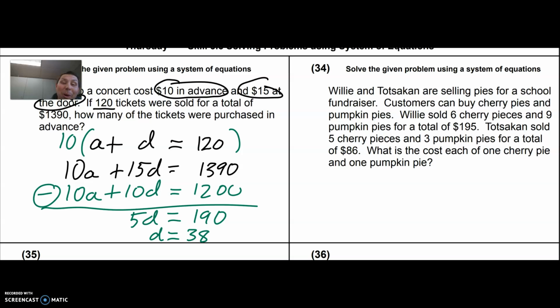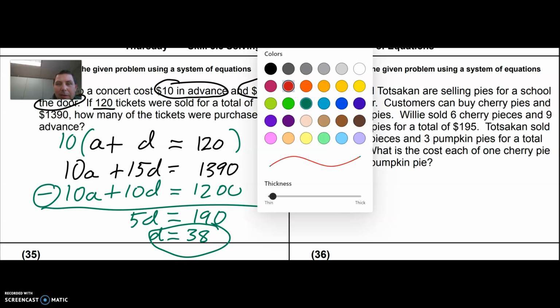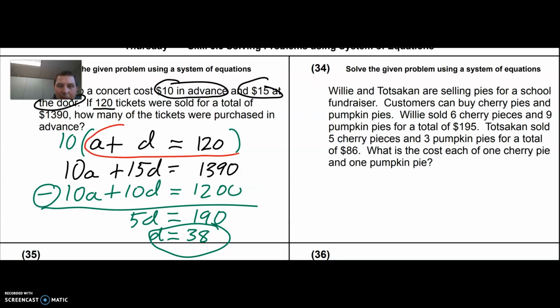So now that I know it was 38 door tickets, I can go back to my first equation. Again, let me circle it here. The A plus D equals 120. And I can substitute the 38 in for the D and solve, or, intuitively, subtract 38 from 120. 120 minus 38 gives me 82. You can see that right there.